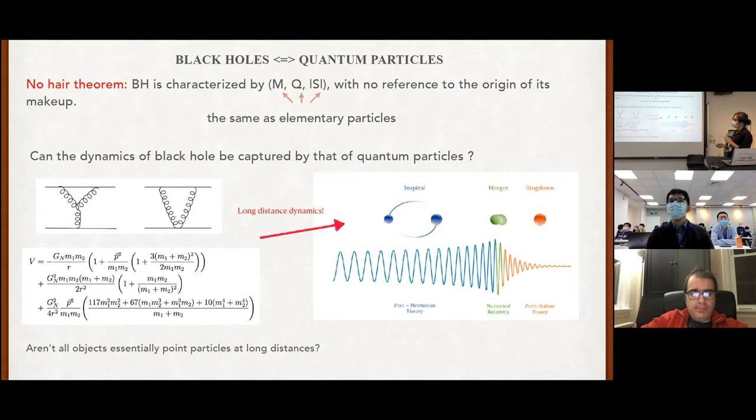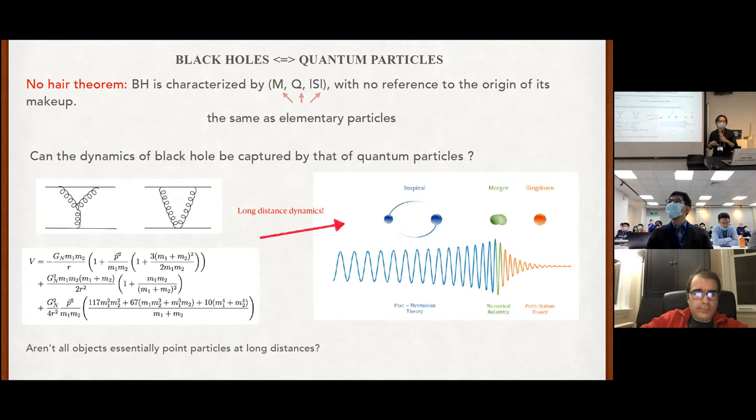And so the question that one naturally asks is how do elementary particles capture the dynamics of black holes? This computation was really geared towards computing the two-body potential, which is actually used to compute the waveform for a black hole merger during the inspiral phase. It makes perfect sense because in the inspiral phase the black holes are far apart, so you can treat them as point particles and compute their dynamics through this kind of quantum field computation. But you might ask, wait a minute, isn't everything a point particle when you're far away?